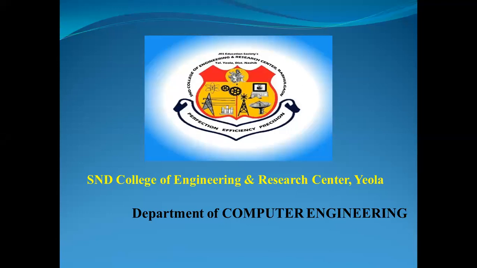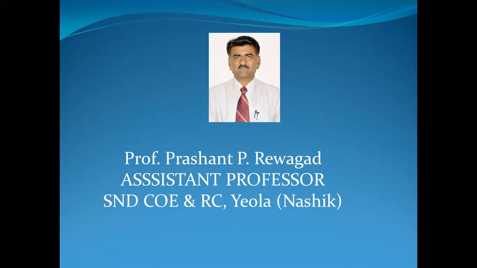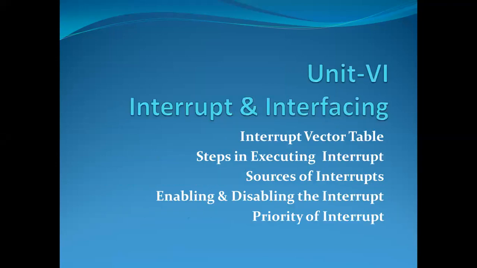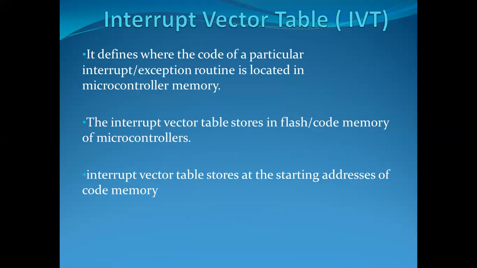Hello friends, today we are discussing the subject microprocessor, unit 6: the interrupt table and more about it. The interrupt table, steps in executing the interrupt, sources of the interrupt, enabling and disabling the interrupts, and priority of the interrupt. Today's discussion points are these. It belongs to unit number 6.